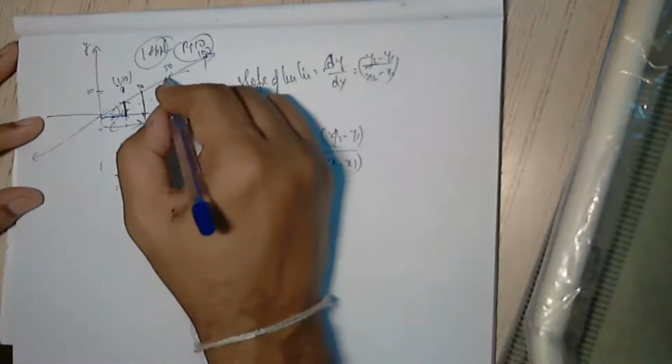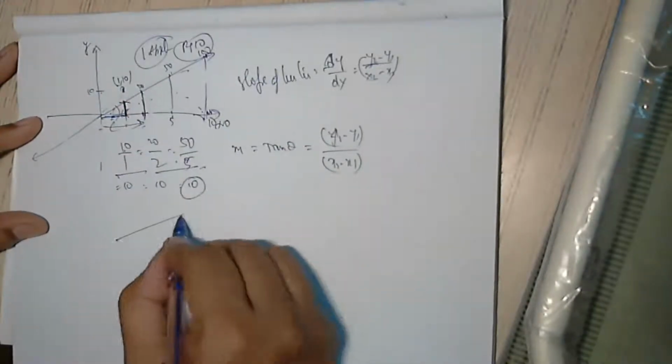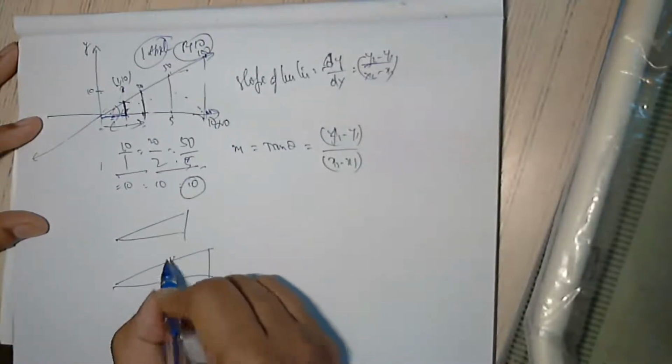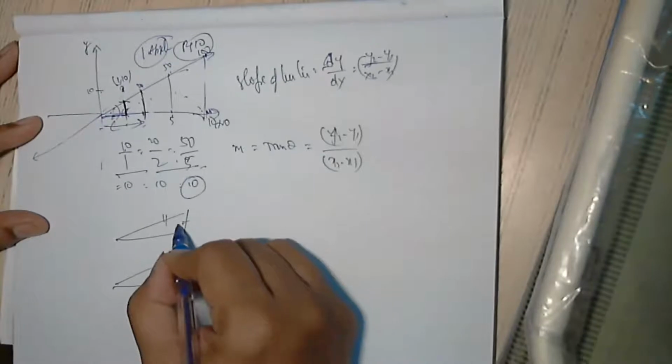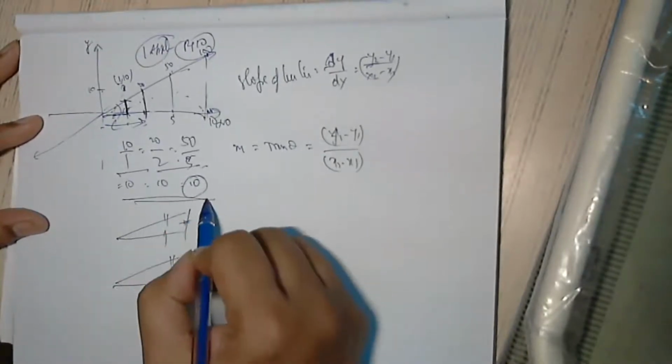And we also observed that all the proportions are same. If these two are similar triangles, then this by this, this by this, this by this are all same. That is the ratio. So with this earlier knowledge, we go back to our lesson.